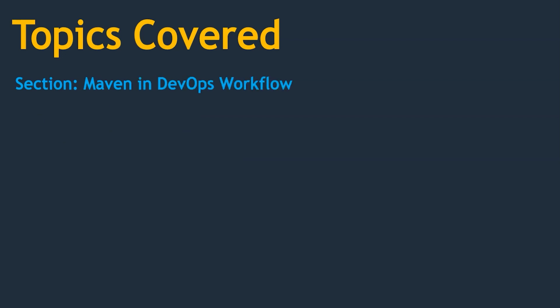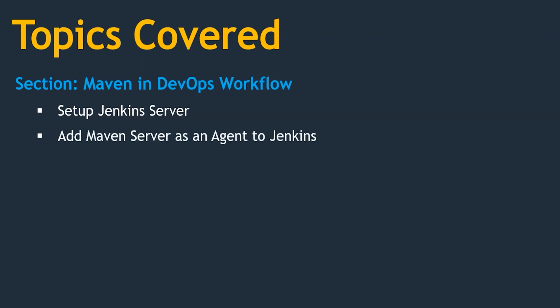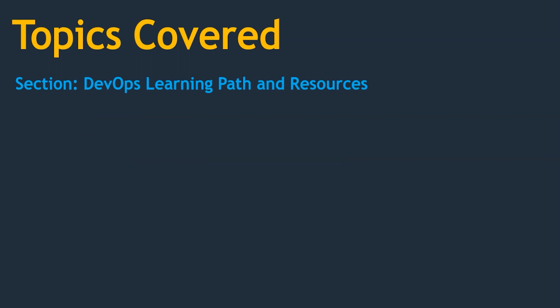In the next section we are going to see Maven in the DevOps workflow. In this section we are going to see how we can use Maven in continuous integration. Here we need a Jenkins server, so I'm going to set up a Jenkins server again on AWS Cloud. Then we will add the Maven server as an agent to Jenkins and build a Java project on the agent, nothing but on the Maven server.